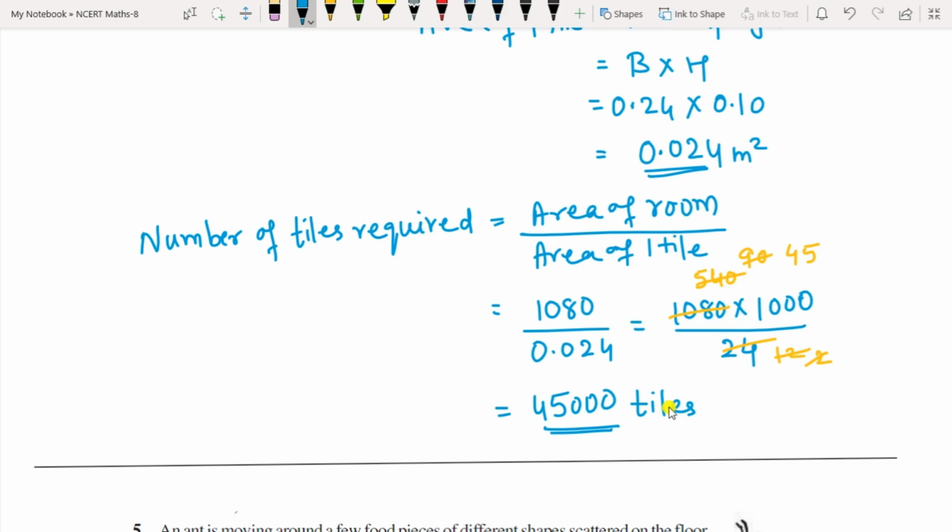Okay. So always you have to divide the bigger unit by the smaller unit. So area of the room upon area of one tile.